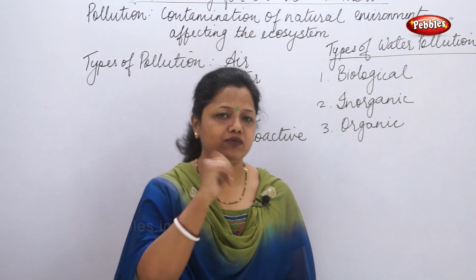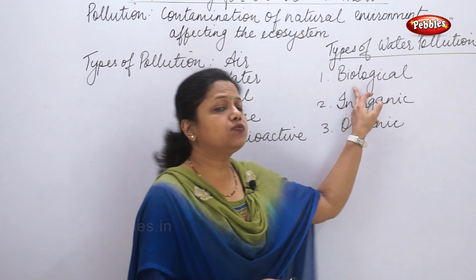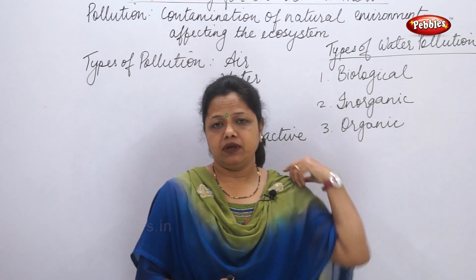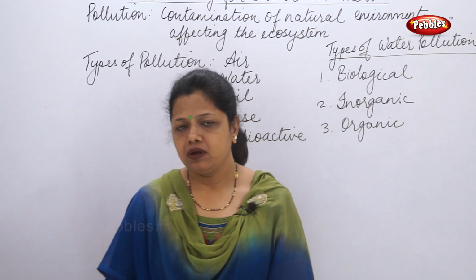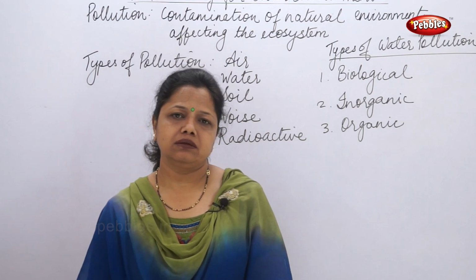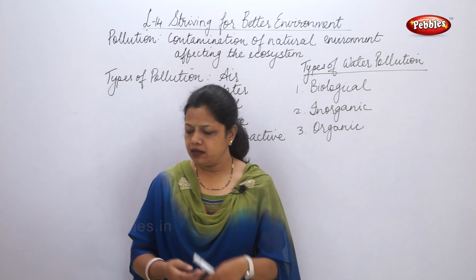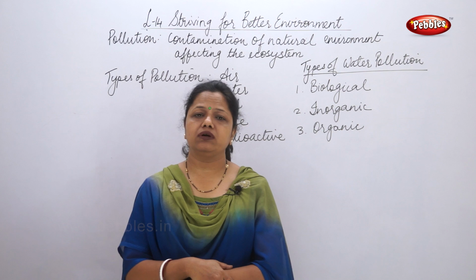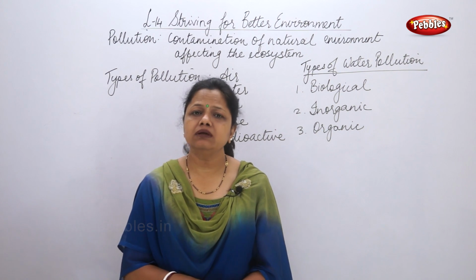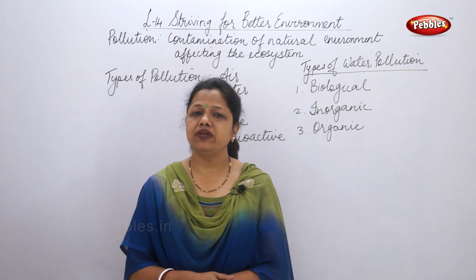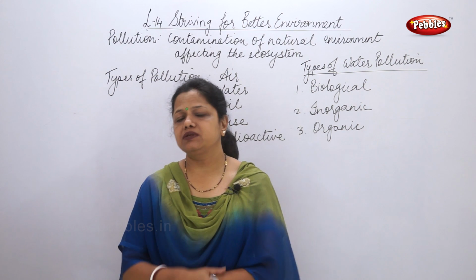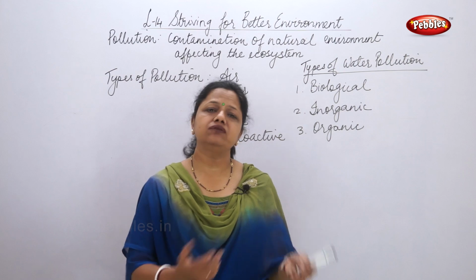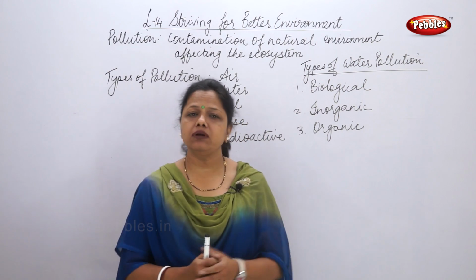There are different types of water pollution also. First is biological, second is inorganic, and third is organic. So let's deal with them one by one. What is biological water pollution? There are various types of algae, fungi, viruses, and parasites which are actually thriving in water. When they are thriving in water, they can cause pollution when they react with the substances present inside the water bodies. So these are also one of the types of water pollution.